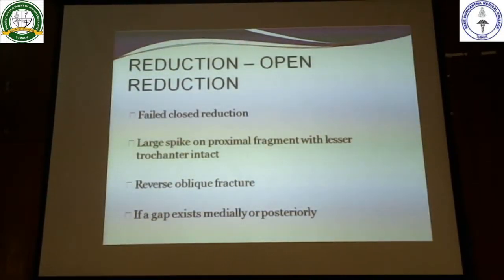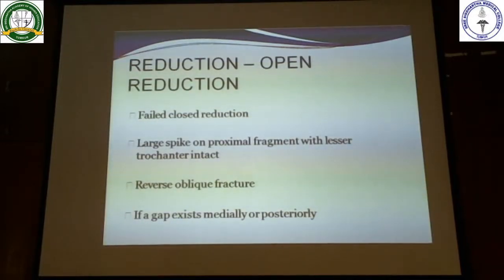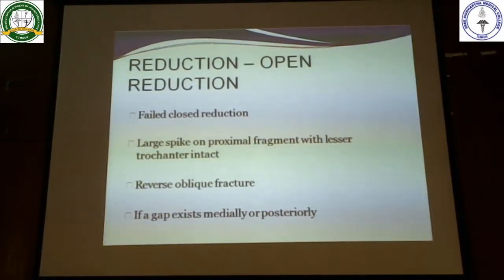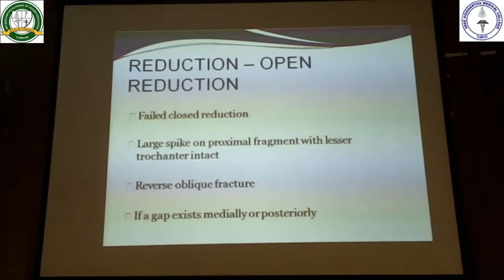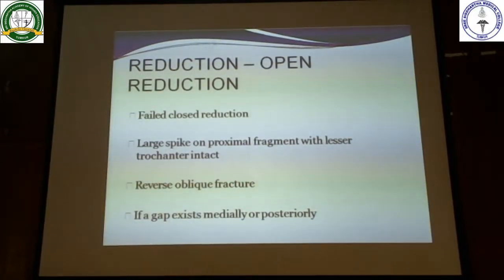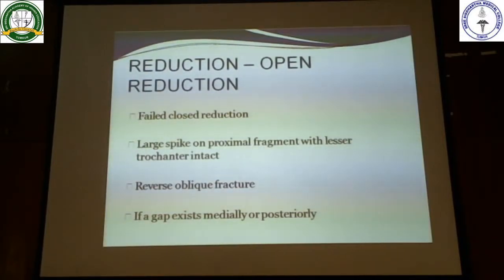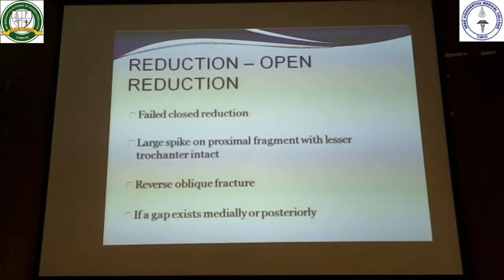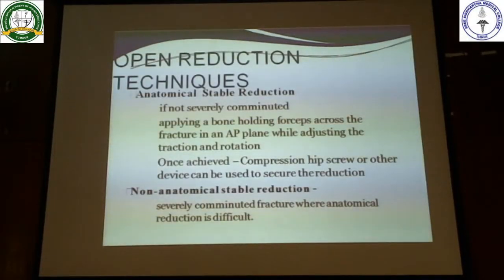Reduction: open reduction is opening the fracture site. That of course is resorted to if there is a failed closed reduction, a large spike on the proximal fragment with the lesser trochanter intact, a reverse oblique fracture, that is a unique type of fracture line, or if a gap exists medially or posteriorly. In all these situations, you need to go for open reduction. Otherwise, you can go for closed reduction, that is without opening the fracture site. Open reduction techniques aim for anatomical stable reduction, if not severely comminuted, and applying a bone holding forceps across the fracture. These are all surgical techniques. We'll just come to the implants, that is more important.